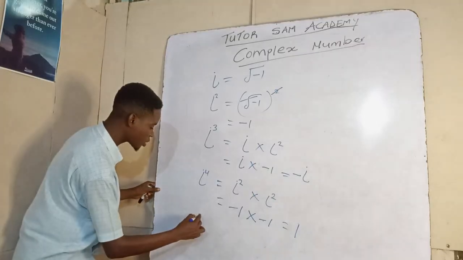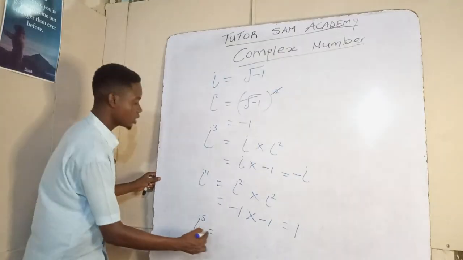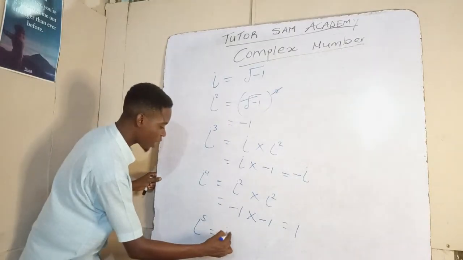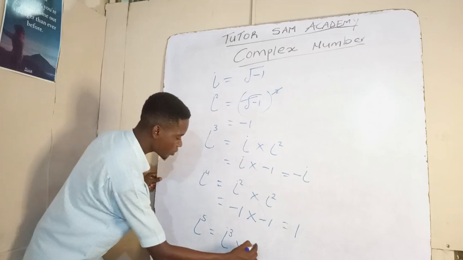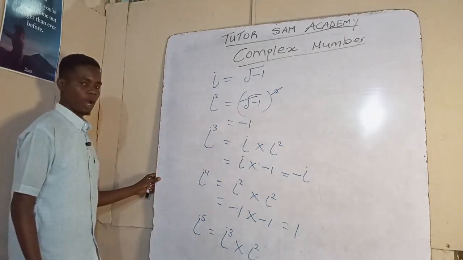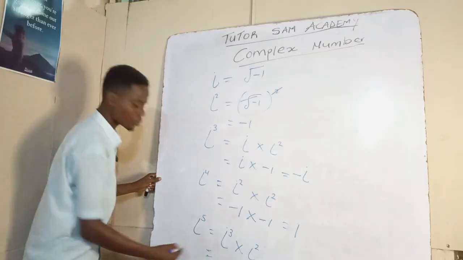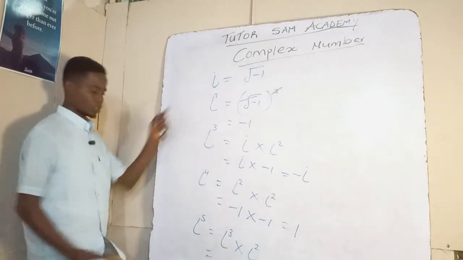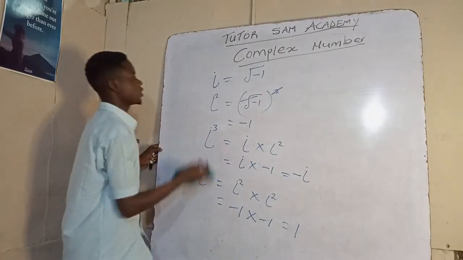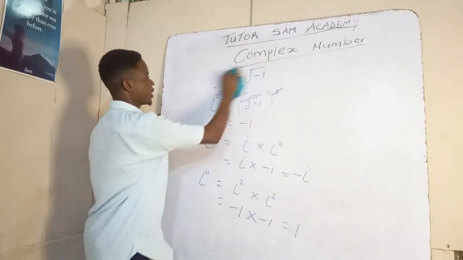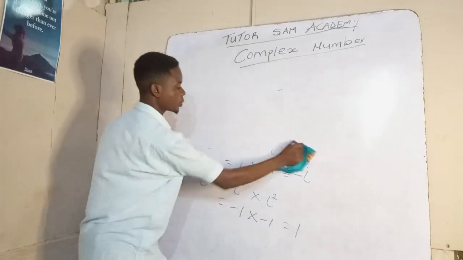i raised to the power of what? 5. i raised to the power of 5 can also be simplified to i raised to the power of 3 multiplied by i raised to the power of what? 2. Are we together? Okay, I should write it up, right? Okay, let me clean it and write it up. So let's write here. Let me rub everything off.